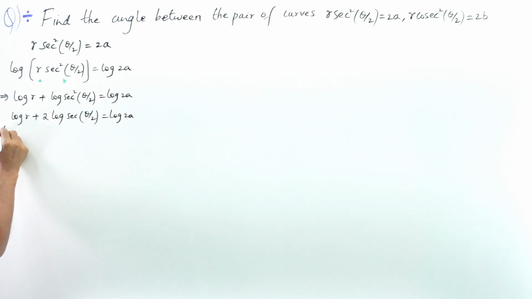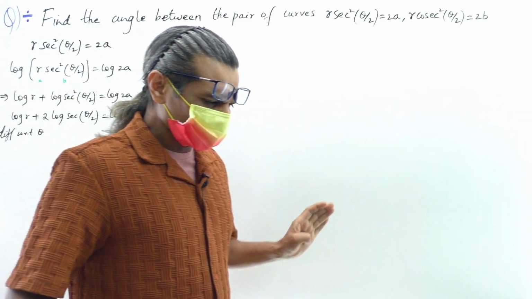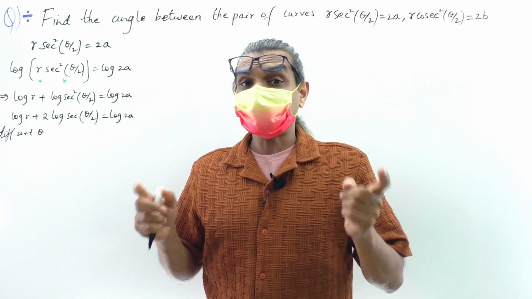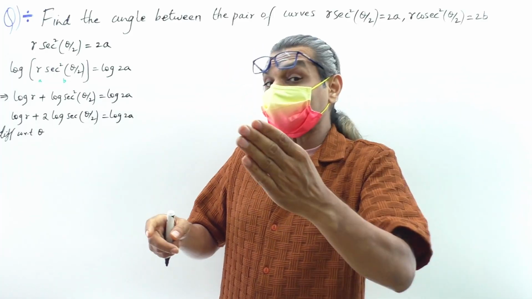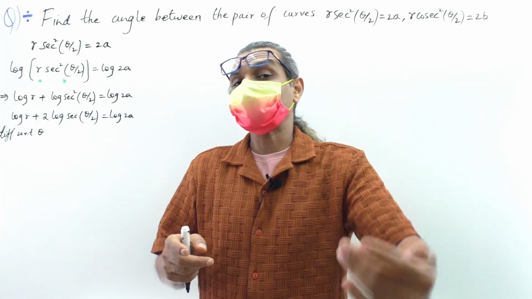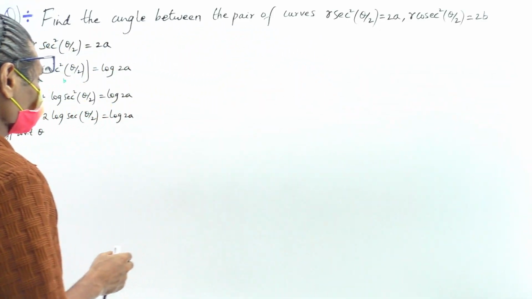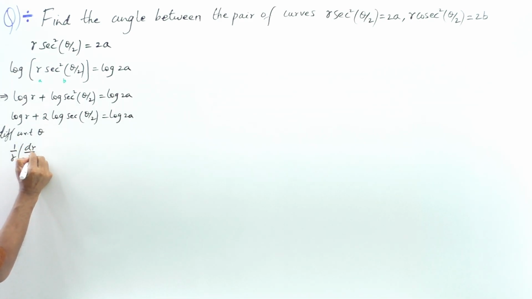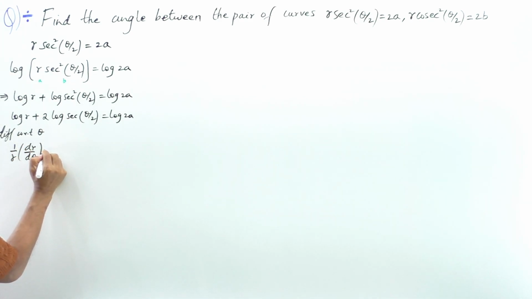Now I'll simply differentiate with respect to theta. As we have already done numerous problems, derivative of log r with respect to theta is what? Log r is 1 by r, again dr by d theta. So derivative of log r with respect to theta is 1 by r dr by d theta plus, again see, 2 as it is.